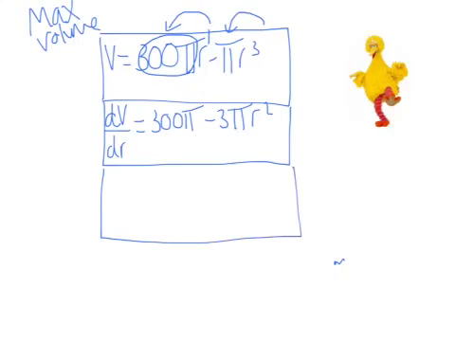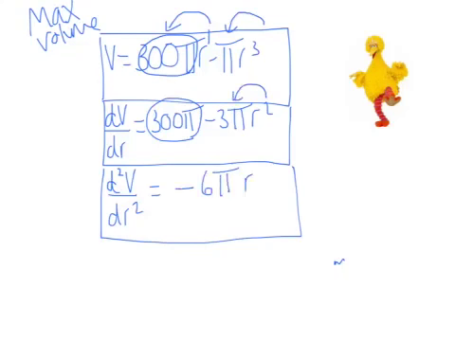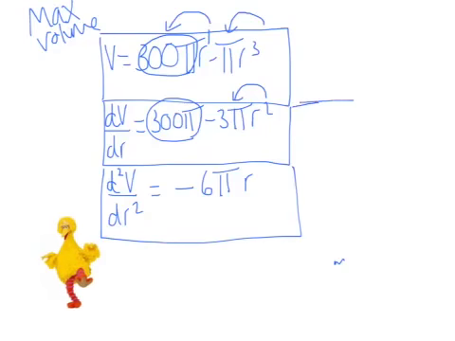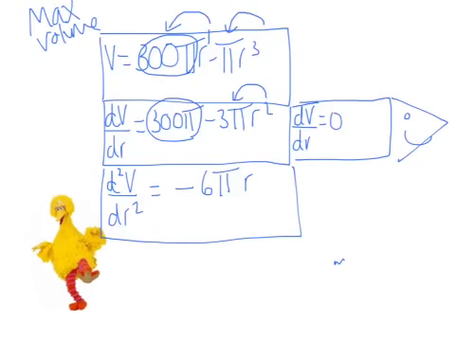The next bit of the bird is the second derivative. So it's d2v by dr squared. And if we differentiate 300 pi, well, 300 pi is just a number, so it will disappear. And then when we differentiate this bit, we should get minus 6 pi r. Okay, the bird says, let's move my bird over. The beaky bit of the bird is going to be my dy by dx is 0, or in this case dv by dr is 0. Do the bird. There he is, birdie bird.